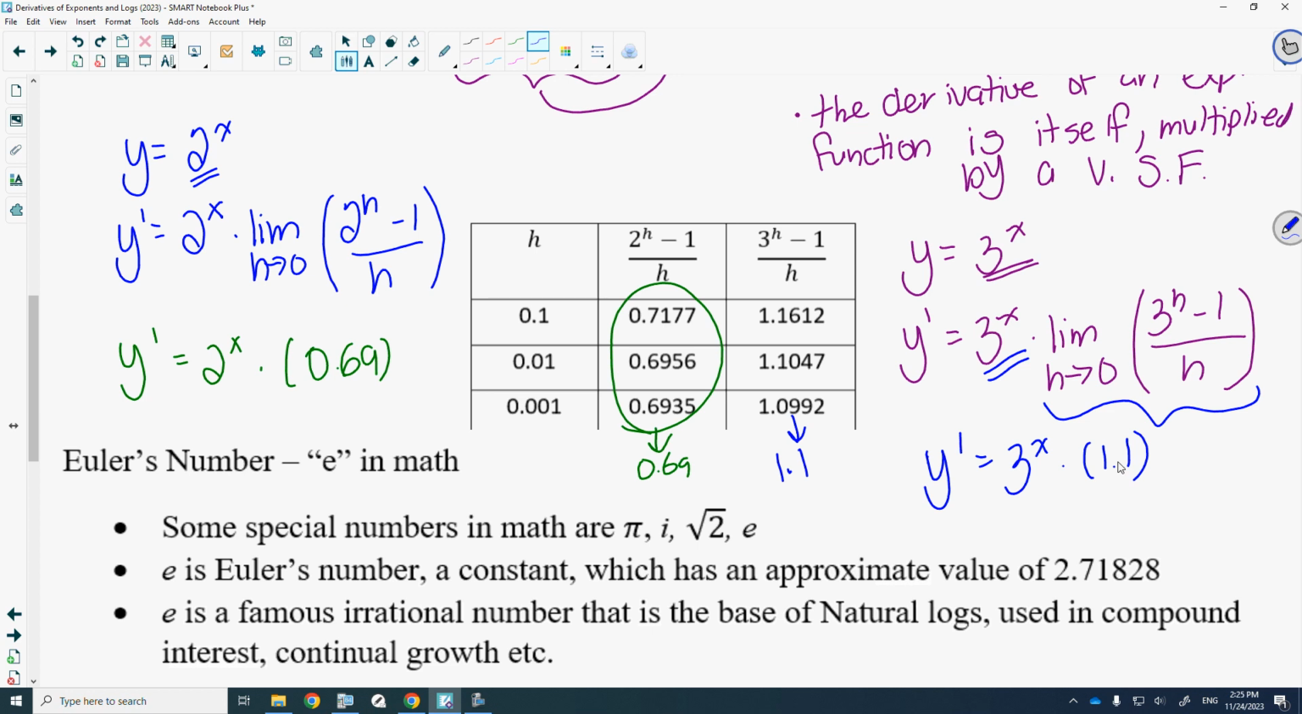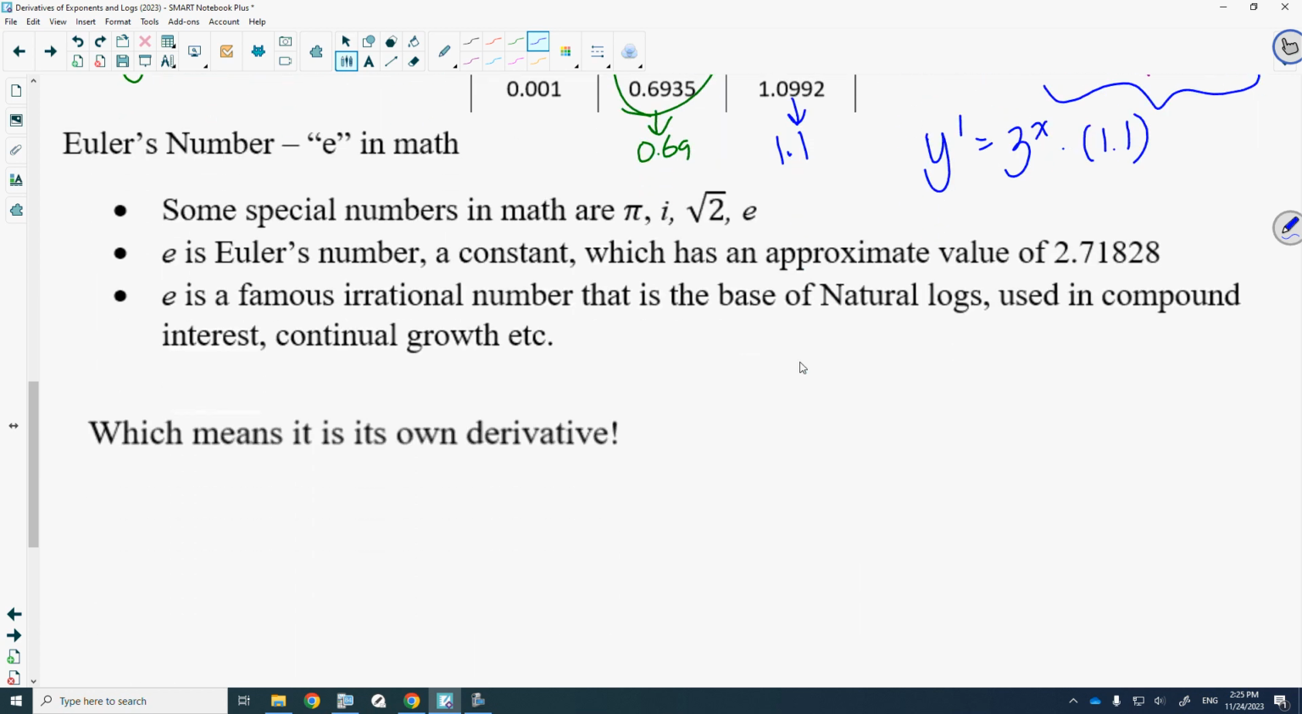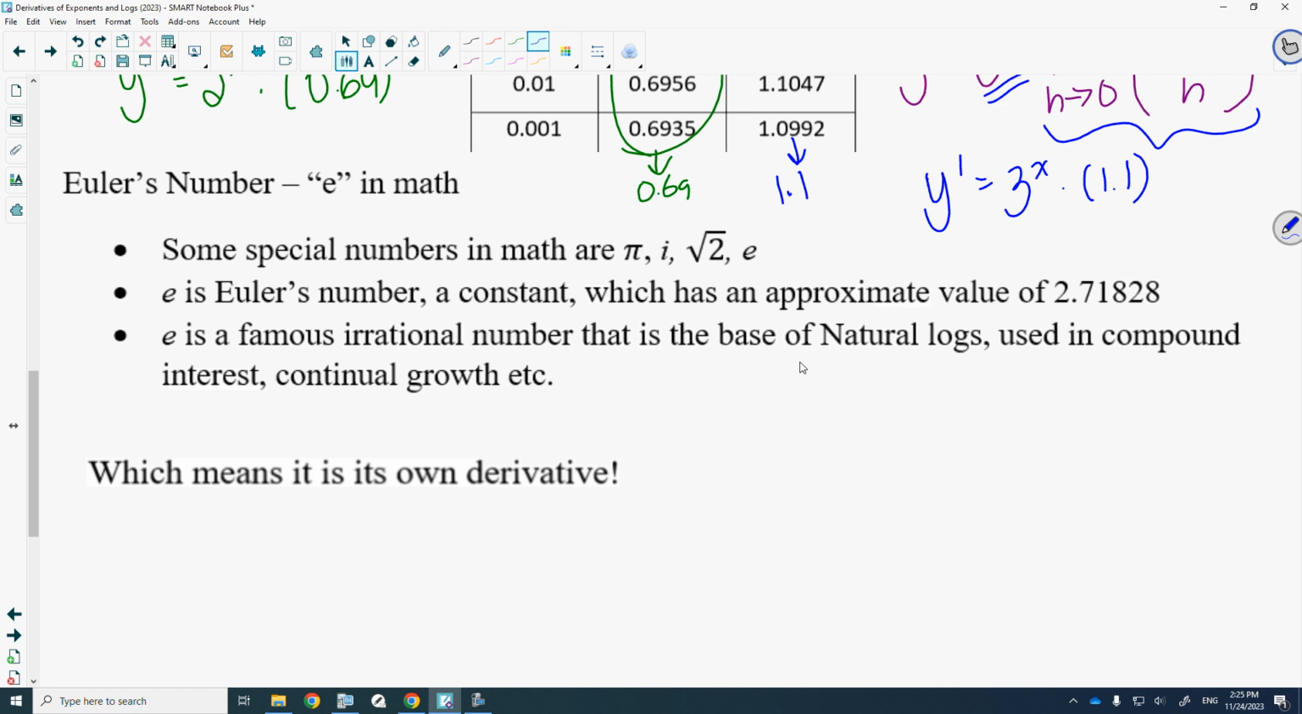That's what mathematicians looked at. Is there a number between 2 and 3 that if I plugged in that base, the limit would approach 1? Then I wouldn't have to contend with this portion of the limit. And the answer is yes. There is a value in math where if we plugged that value in as the base here, then that portion of the limit would go to 1.